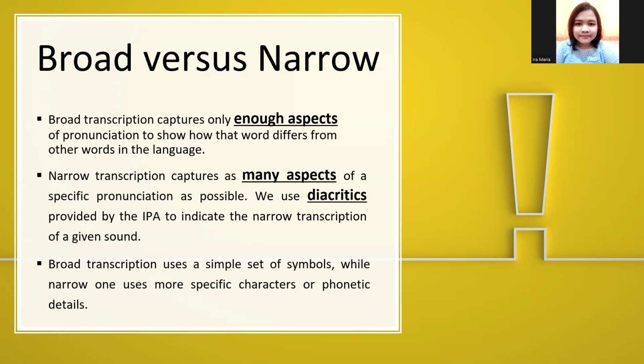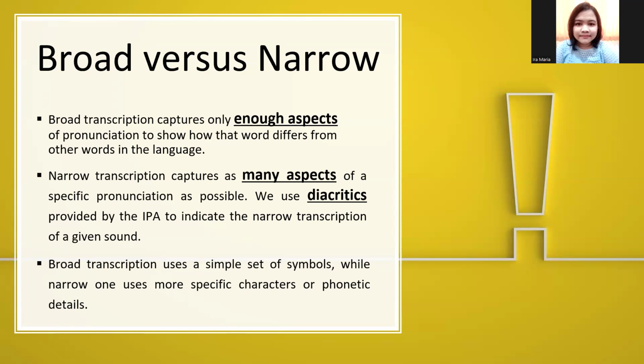So the broad transcription, it is the transcription that you've learned from the previous meetings. So if you see here, the explanation is broad transcription captures only enough aspects. So it is only the general transcriptions of pronunciation to show how that word differs from other words in language. But narrow transcription captures as many aspects of specific pronunciation as possible.